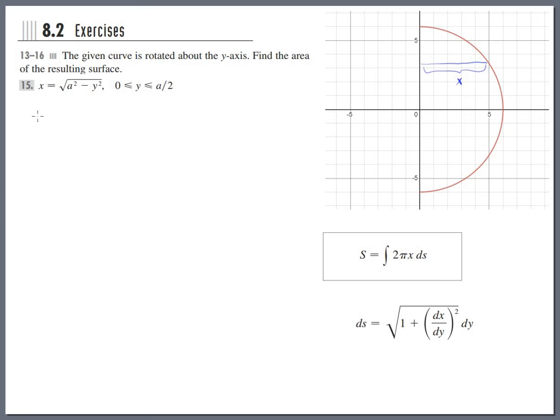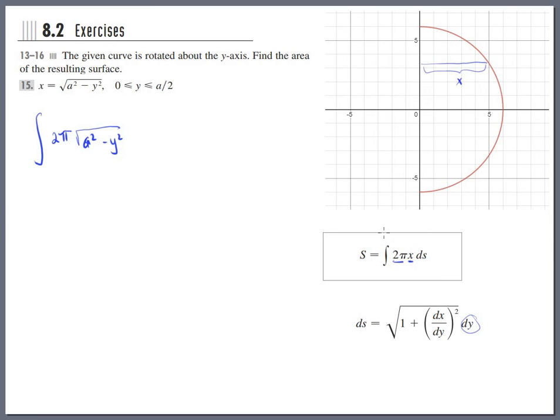For surface area, we do want to integrate 2 pi x, but notice we're going to have a dy integral, so we don't want an x floating around there. We want x rewritten with some y stuff. Unfortunately, we have that. We've got a squared minus y squared. So we've got the 2 pi and we've got the x. We still need to get the ds in there.